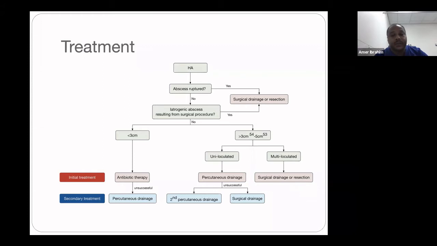If the abscess is from the start less than 3 centimeters, the success rate of complete resolution with antibiotics will be high. So you don't need to drain it.